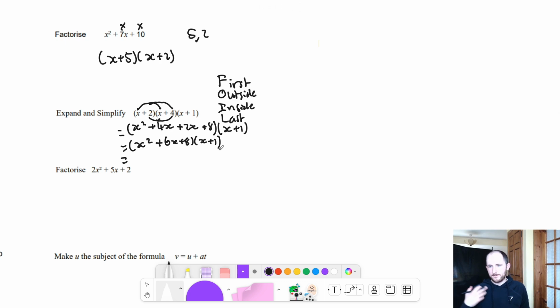Okay, so basically it's easy to miss one out. So x squared times x gives me x cubed, x squared times 1 gives me x squared. And then what I do is I tick it off. Okay, so now I know I've done all of those. And again, just so you remember, you should get 6 terms after you expand, before simplifying. So if you simplify in your head, then obviously you won't get 6 terms. 6x times x is 6x squared. 6x times 1 is 6x. Tick it off.